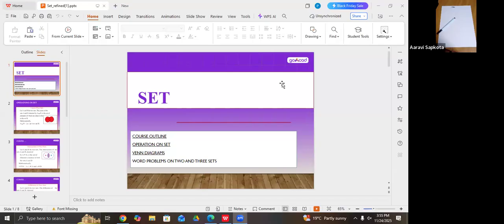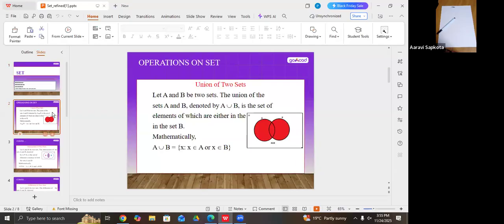Today we are going to study sets. And these are the course outline. We have operations on sets, Venn diagrams, and we will be solving word problems on 2 and 3 sets. So first, the first operation is the union of 2 sets.